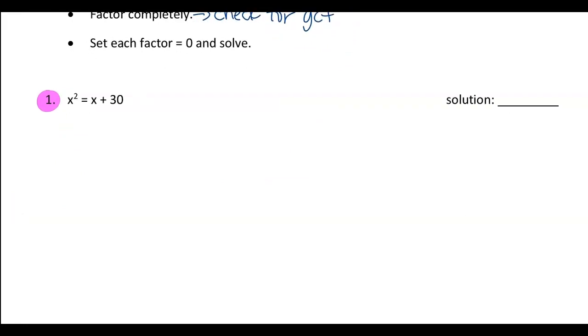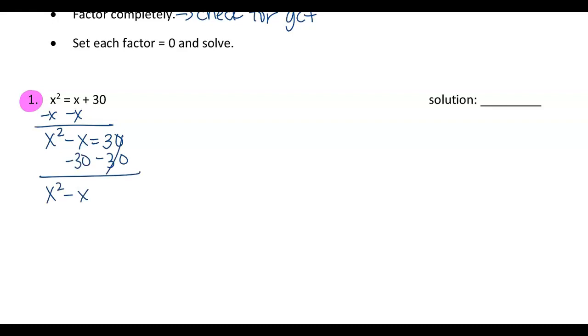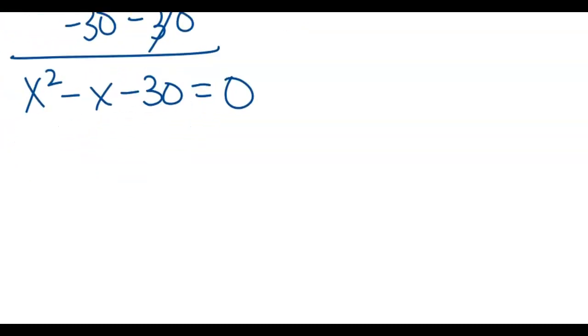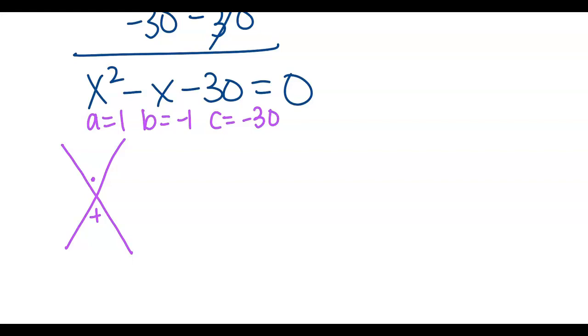Let's start out with question number 1. The first thing we need to do is make this equation equal to 0. So I'm going to have to subtract x on each side, and then subtract 30 on each side. What I need to do now is factor. Based on the discussion we just had on the last page, question 11, let's go ahead and factor this. My a value is 1, b is -1, and c is -30. I always see this happen, guys, where students don't make the equation equal to 0. If you don't set it equal to 0, you will get the question wrong.